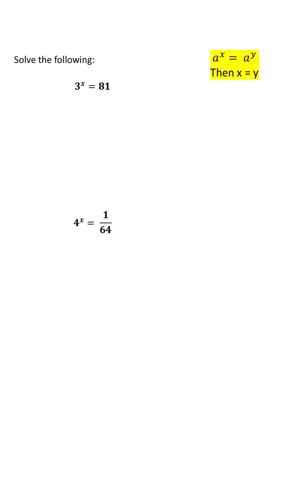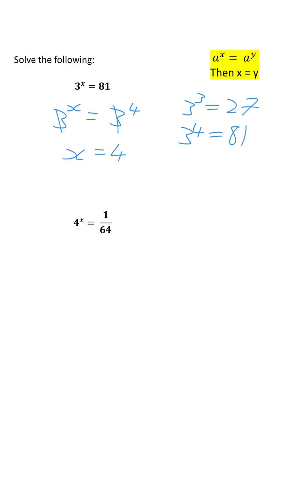Okay, now in this one we can see that our bases are not the same, but our base on the left is 3. So I need to make 81 into a base of 3. I know that 3 to the power of 3 is 27, so it's not that. So let's try 3 to the power of 4. That would be equal to 81. So now I can substitute in 3 to the power of 4 instead of 81. So that means 3 to the power of x is equal to 3 to the power of 4. Then the bases can cancel, so x equals 4.